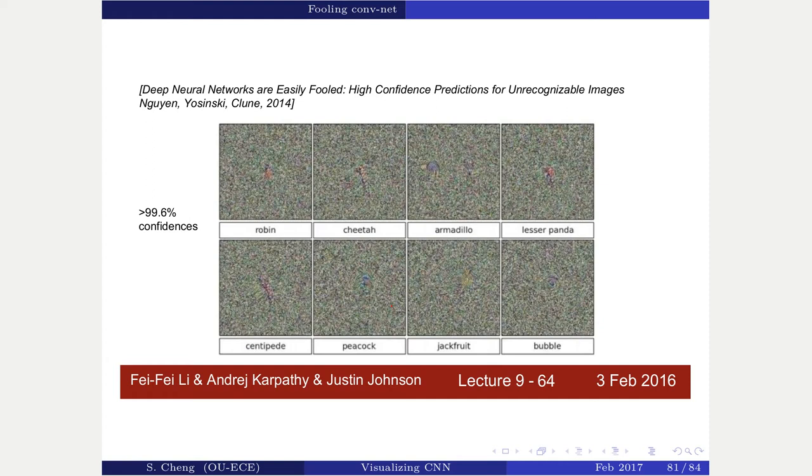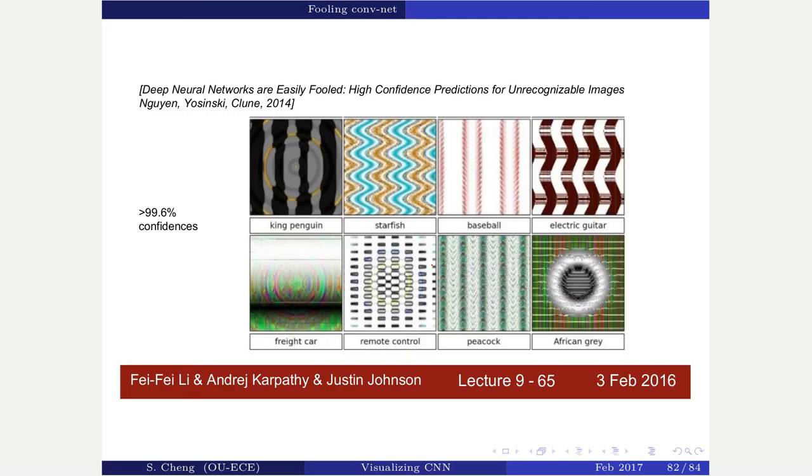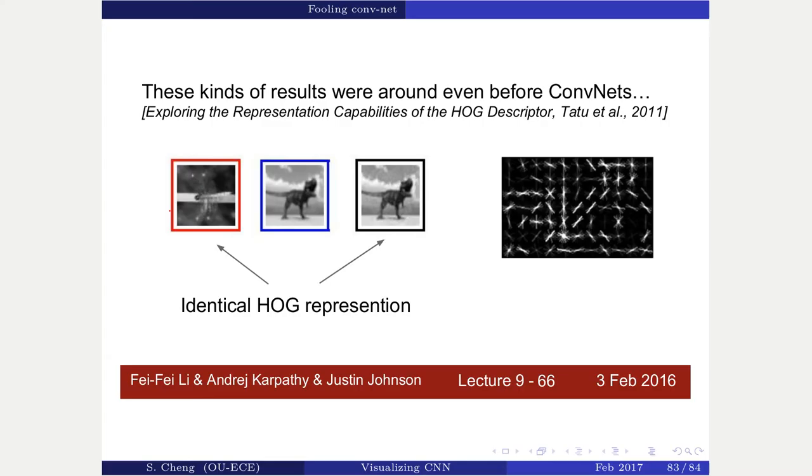This is even worse, right? This is actually garbage, but still, for the classifier, they will consider, okay, this is a robin, and this a cheetah, and so forth. And the same thing, you can have almost 100% confidence it is a penguin, and so forth. This is not new for CNN or machine learning. For example, back in the last generation, with HOG, if you look at the HOG of two images, this is basically the same thing. They look very different, but they have an identical HOG representation.